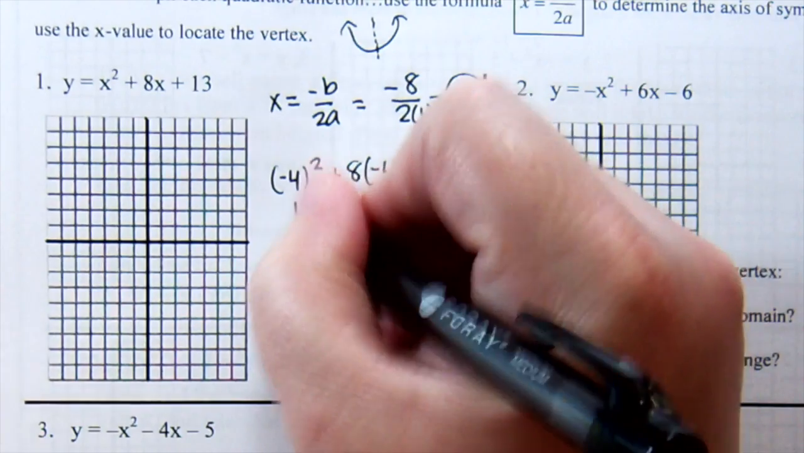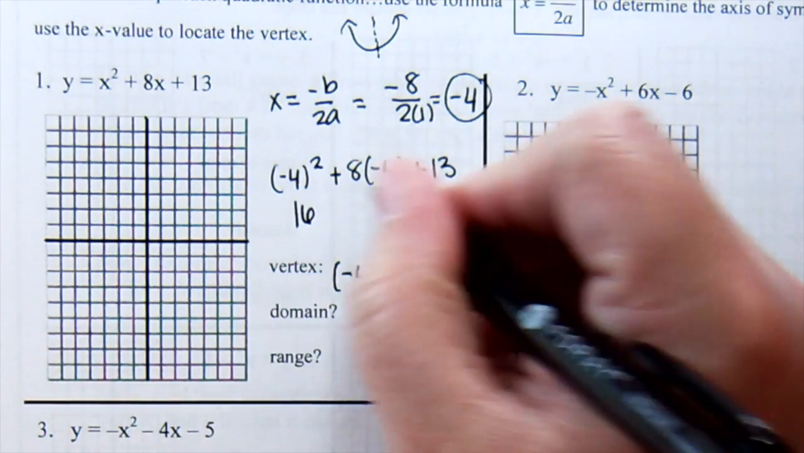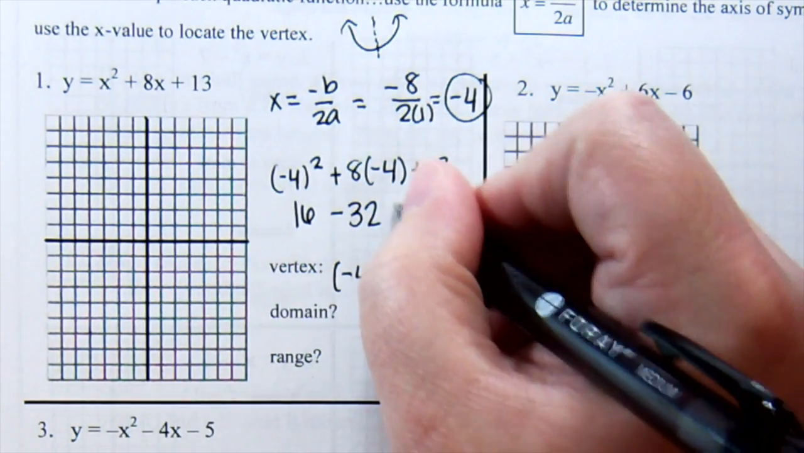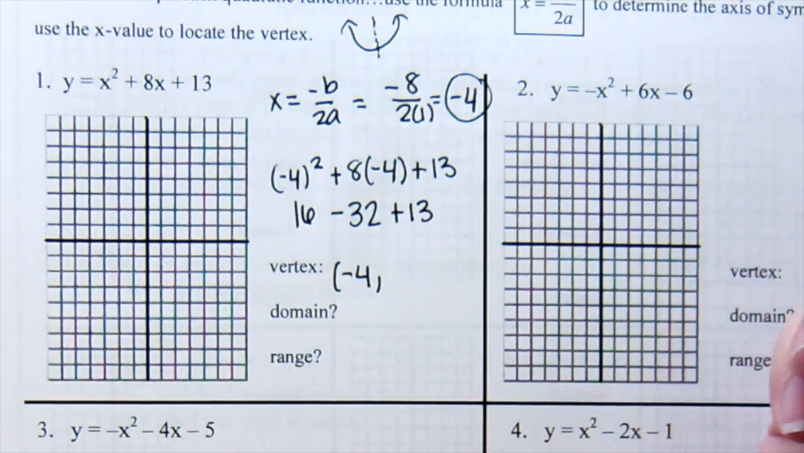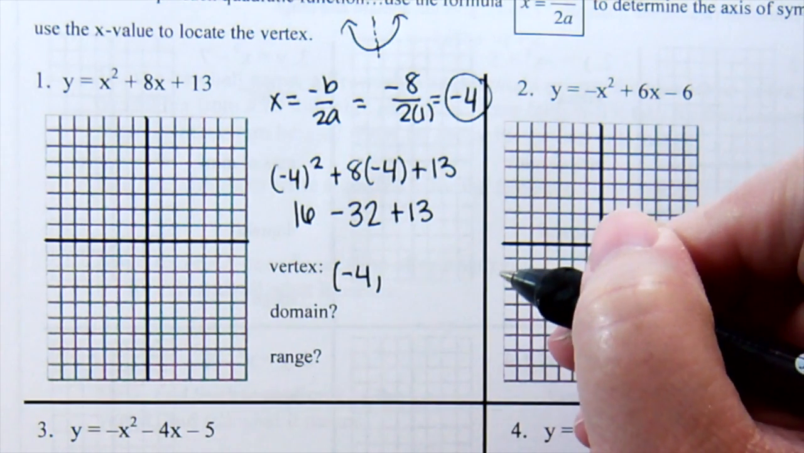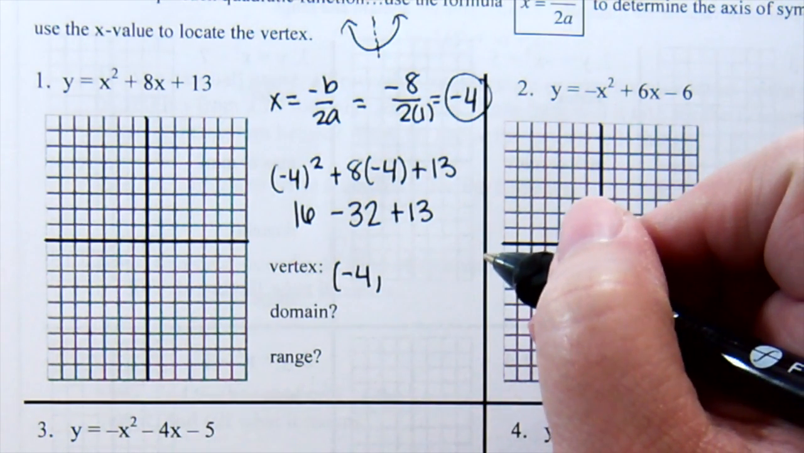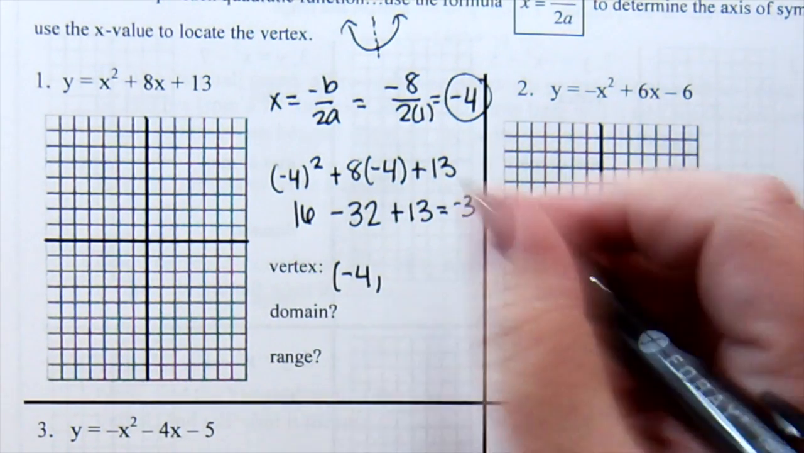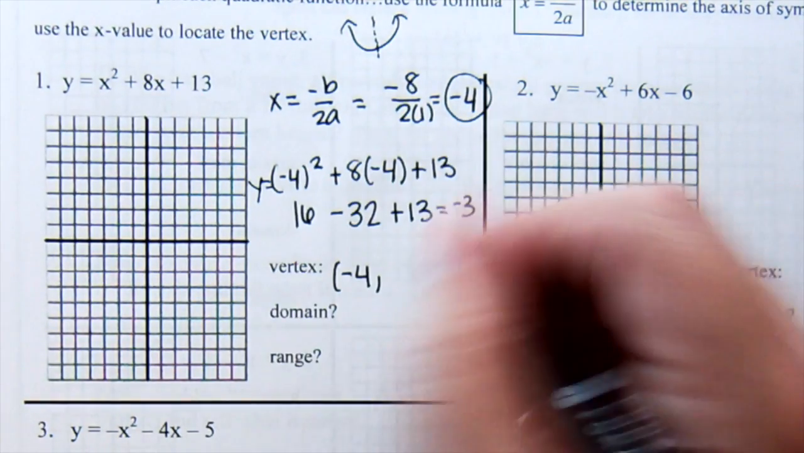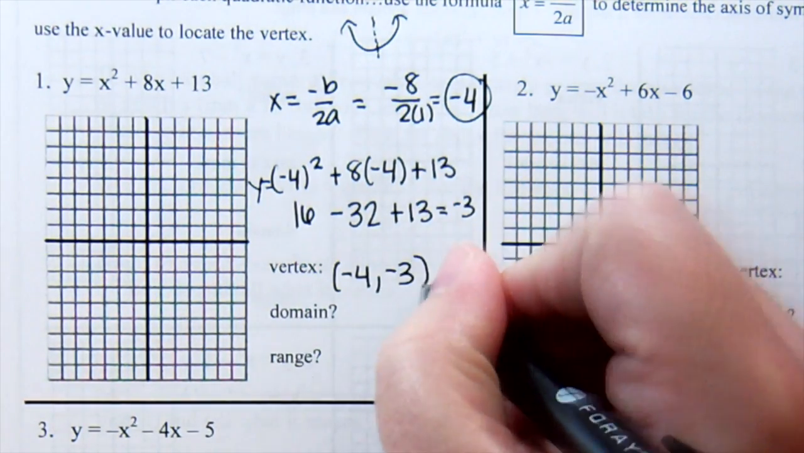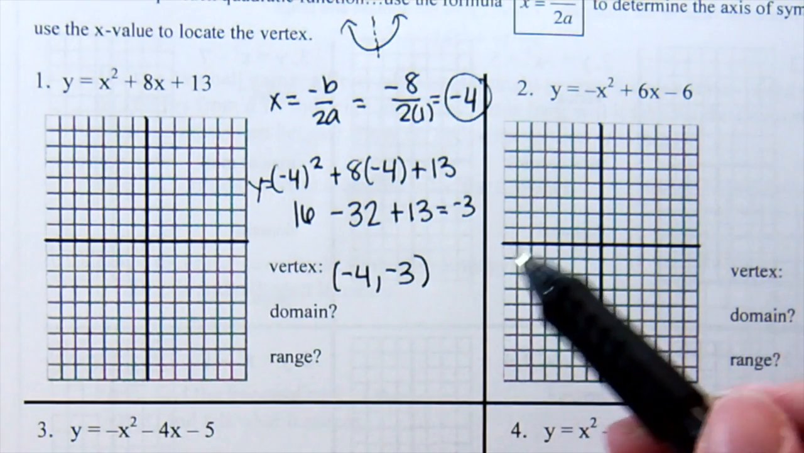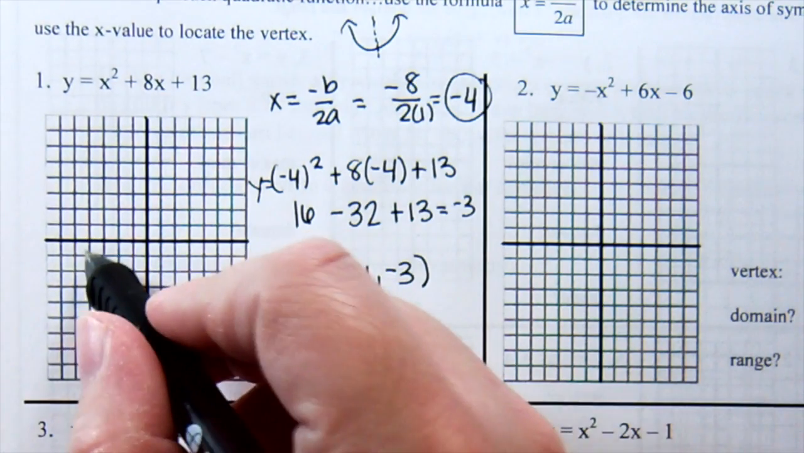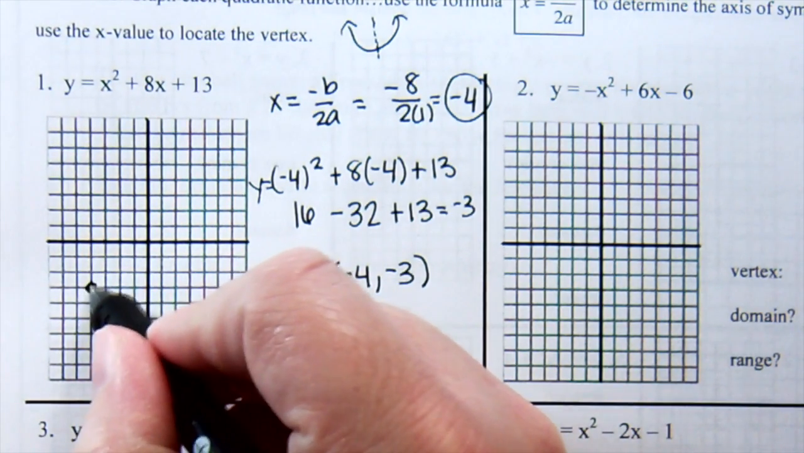Negative 4 squared is positive 16. 8 times negative 4 is minus 32 plus 13. So 16 minus 32 is negative 16 plus 13 is negative 3. So this is our y-coordinate, negative 3. So we're going to go ahead and plot this point on our graph at negative 4, negative 3.